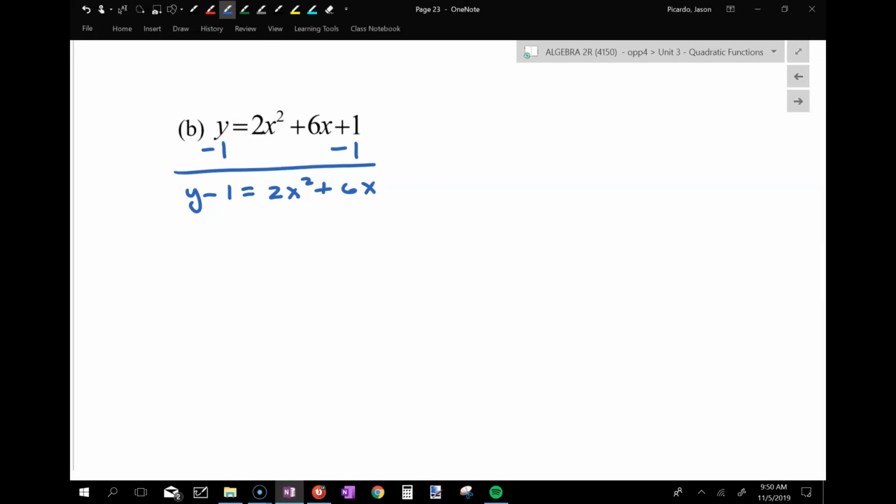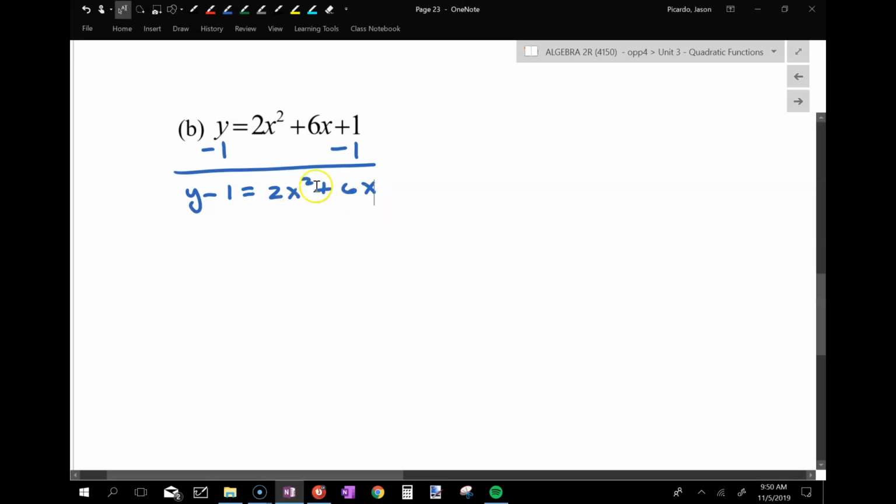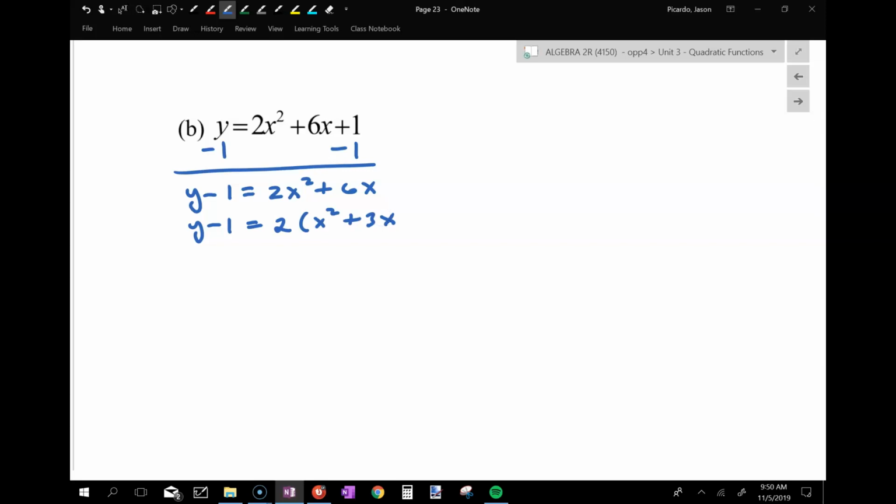Now remember, I can't use this technique unless my x squared term is a 1. So what do I need to take out of this to make this a 1? All right, so I'm going to have y minus 1 equals 2 times x squared plus 3x. This one's going to freak you out a little bit, okay? Relax. Don't get too nervous. Everybody okay with what I'm doing right there?